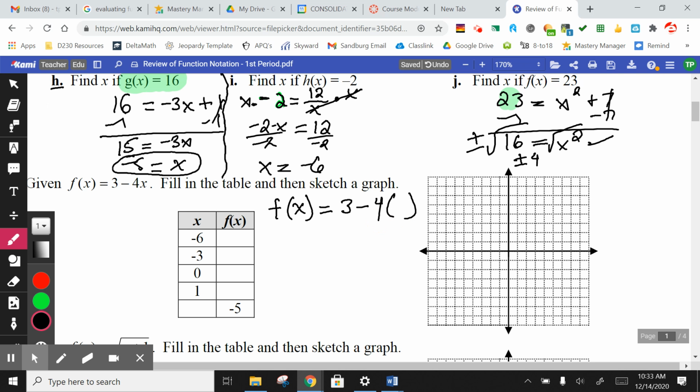So what we're going to do for the first part is we're going to let x be -6, -3, 0, and then a 1. So plug in your -6.